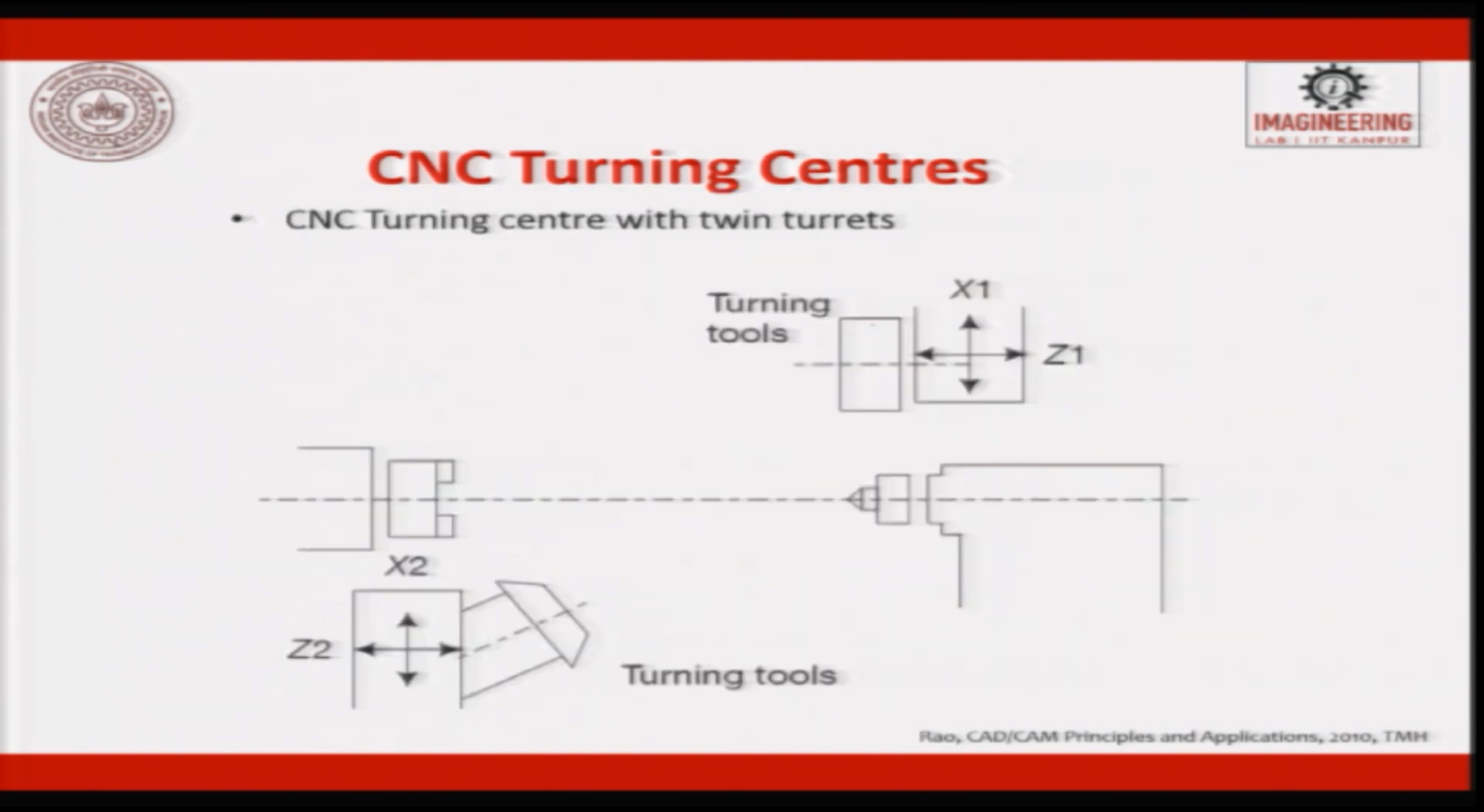When I was talking to you about twin turrets, this is a turning tool. So, you will have another turning tool. So, you will have X1, X2, Z1, Z2. So, you will have to plan this and write. So, two twin turrets are used for machining.